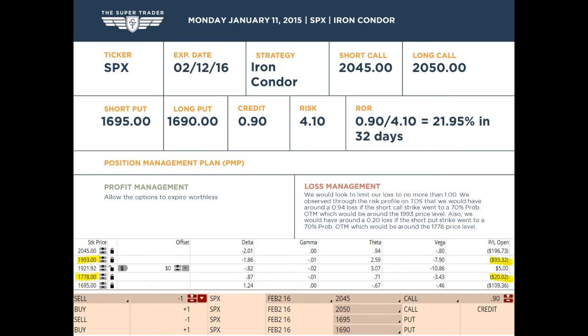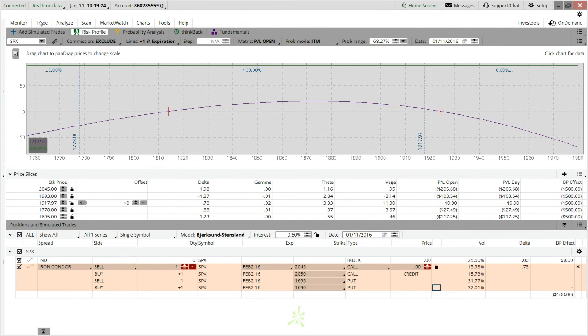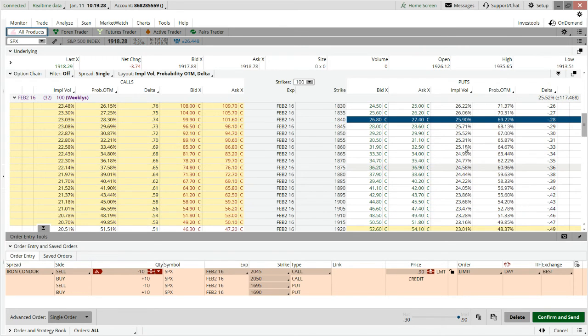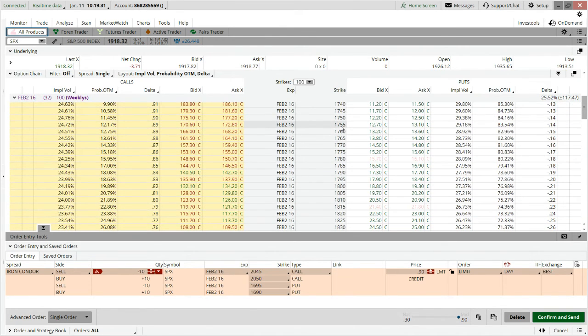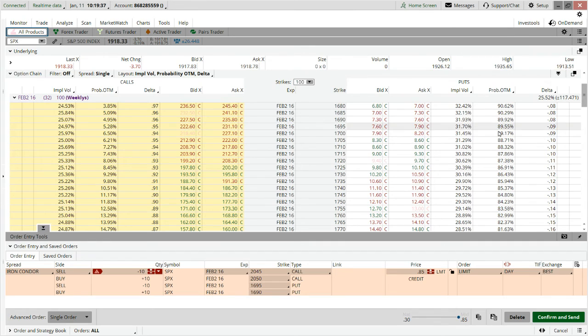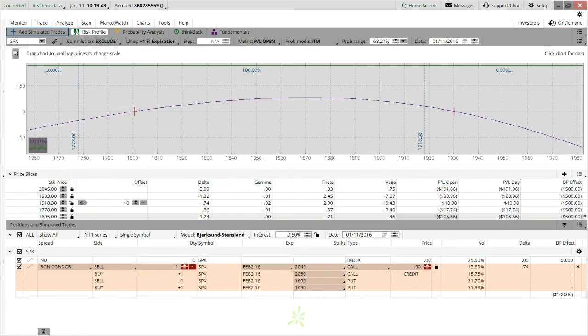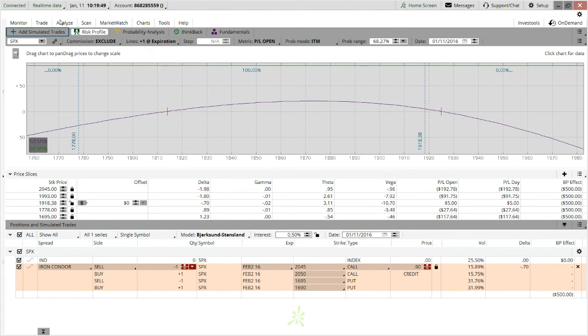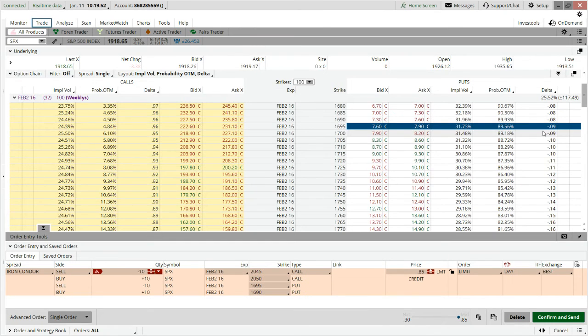Jim says the 1695 put that we're looking at has a 0.09 delta, and he asks why it is significantly lower than the 10 delta you would normally expect. The 10 delta strike is the 1710 strike currently.